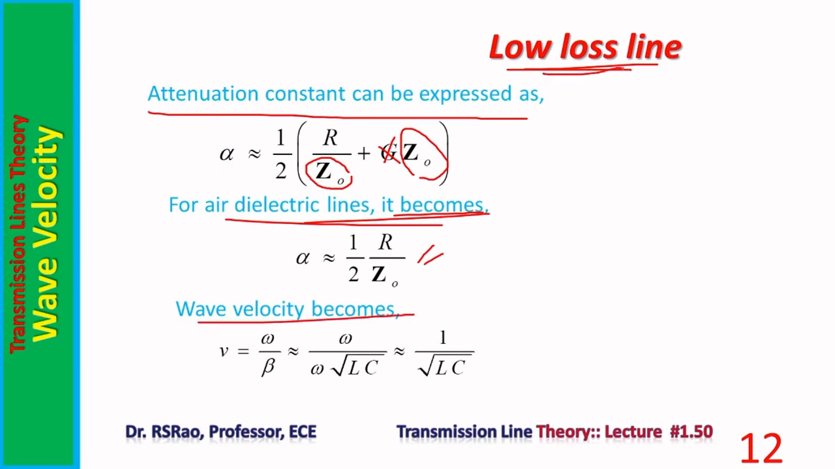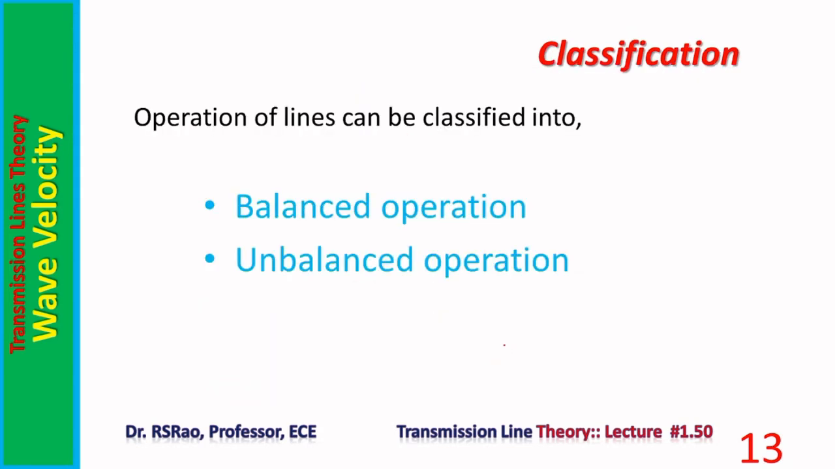In this case, the low loss line case, V is roughly equal to omega by beta, because omega by beta is the basic definition of velocity. The omega by beta is applicable for lossy lines, lossless lines, low loss lines. This relation is common to all types of lines. Whereas 1 by root mu epsilon or 1 by root LC, those expressions are valid for lossless lines. Right. If you implement this definition for low loss lines, it becomes 1 by root LC, which is the same as for lossless lines.